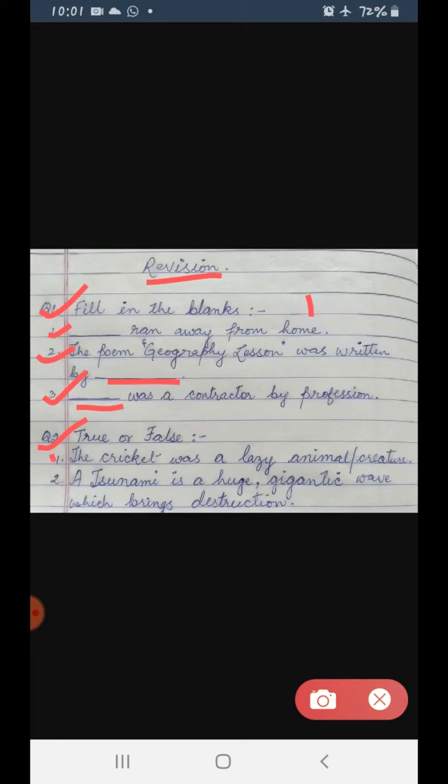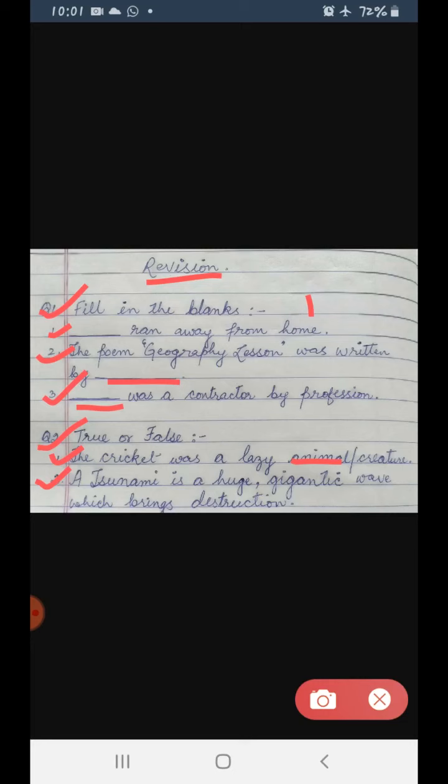The next comes question number 2, true or false. Number 1. The cricket was a lazy creature. Actually, it should be only creature. Is it true or false? The answer is true, because it never thought about the future. It never collected grains. It never stored any food. And at last what happened to the cricket? It died. So the cricket was a lazy creature? True.